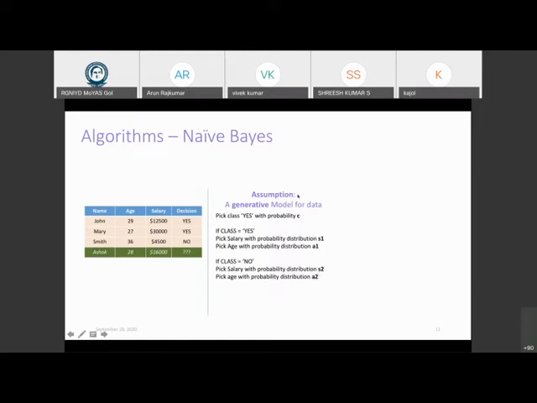Now remember, this is not true. This is not how loans are generated, or how people's salaries and ages are generated. But I'm going to assume that this is how the data was generated. The only thing that I have to learn is what these parameter values are: C, S1, A1, S2, A2. These things I have to learn.